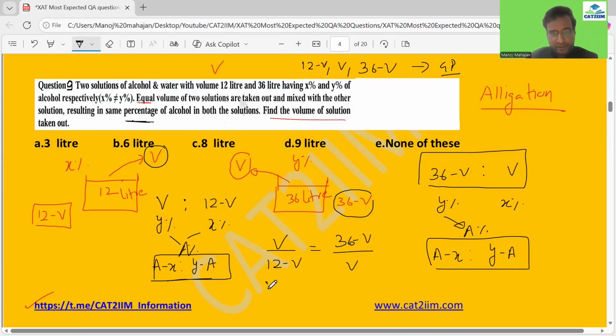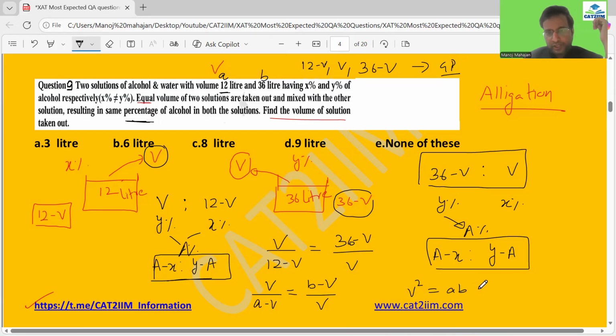Let's say V is the volume you removed. Now these numbers are not known to us. Let's say this is A and this is B. So what I have is A minus V, and this is B upon V. Let's cross multiply. What do I get? V square.